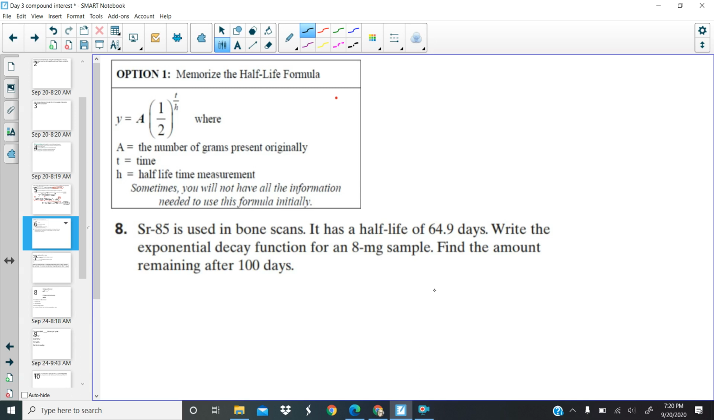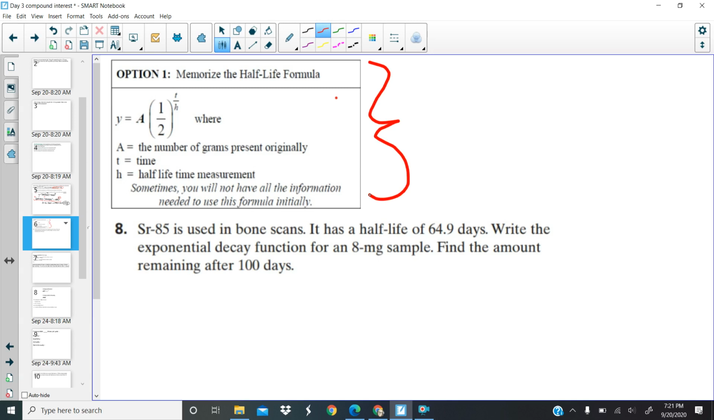And so it's the initial amount of whatever you have times 1/2, and then it's going to be raised to the exponent of the time that has passed divided by how long the half-life is. So I would definitely make sure you write this formula down, and then we're going to go ahead and use it to actually solve a problem.